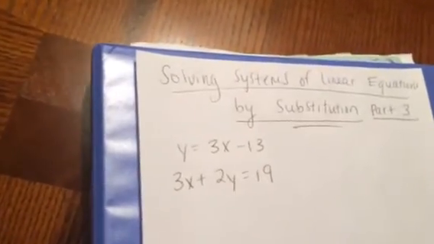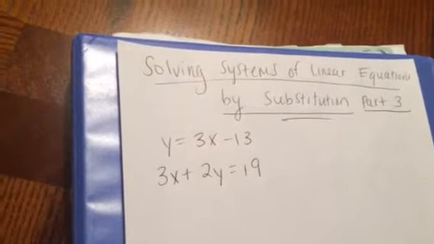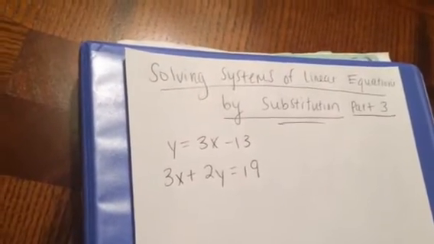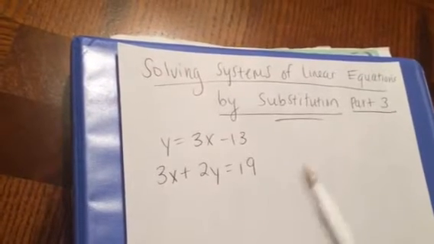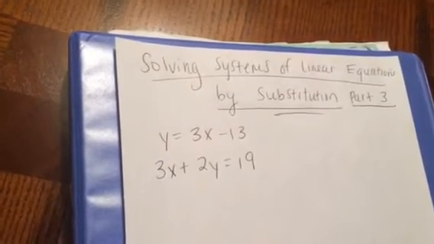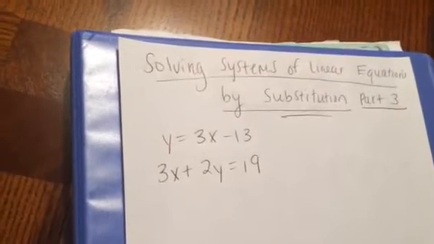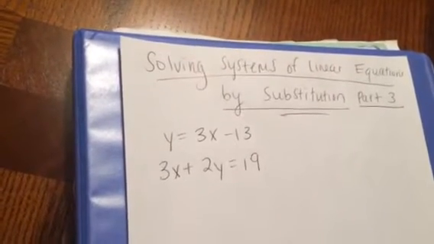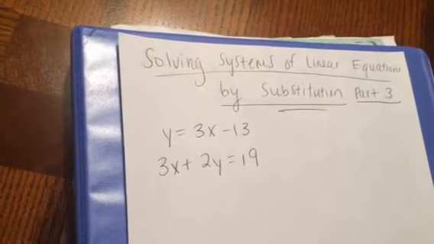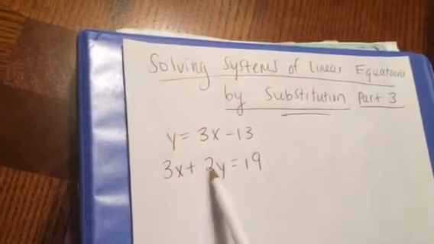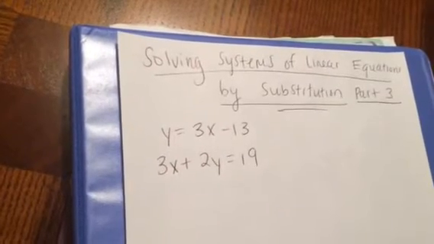We know that when we solve a system of linear equations, that means we have to find the values of the variables in the equation. So we're looking for y and we're looking for x, right? We're finding the point of intersection. We know that the y and x values are going to be the same in both equations.